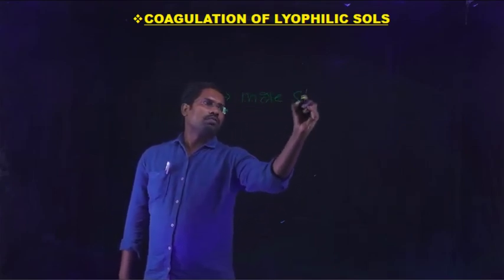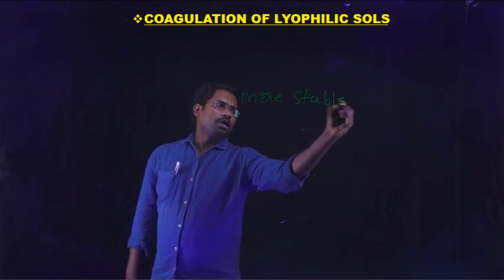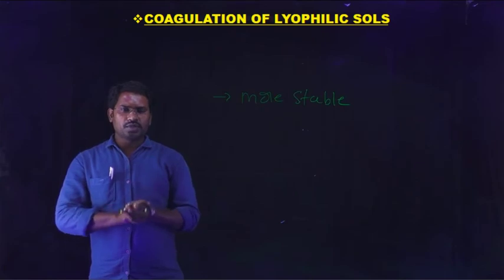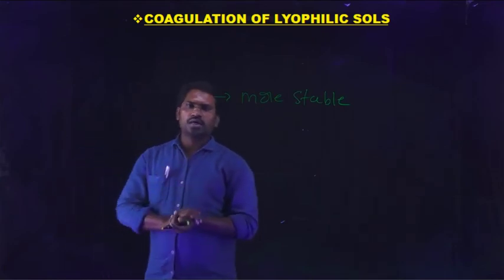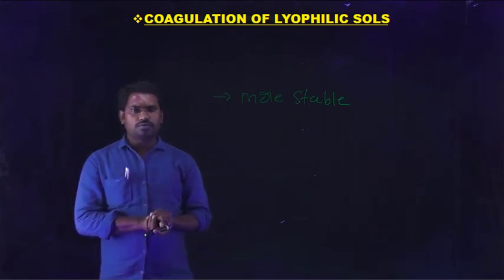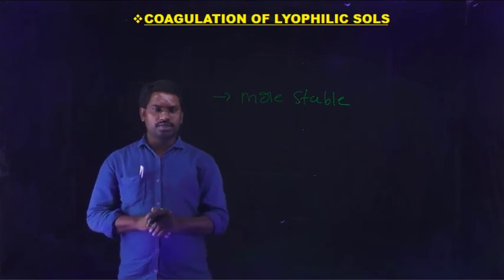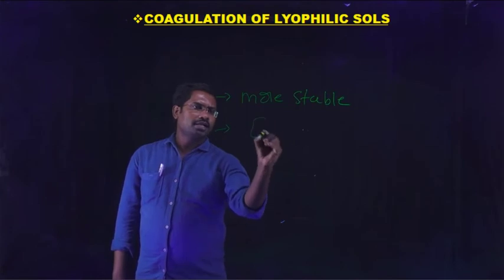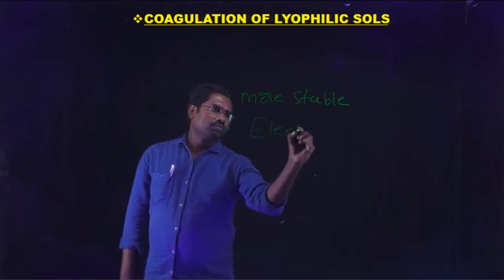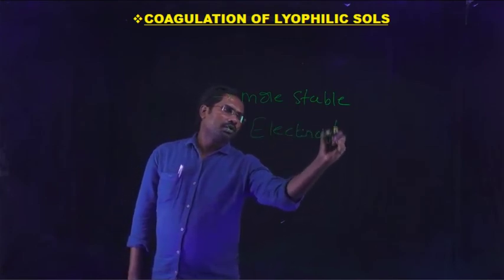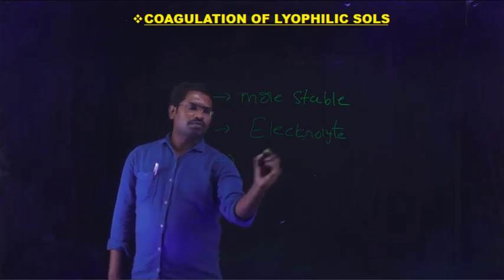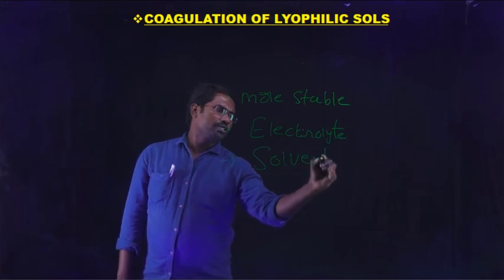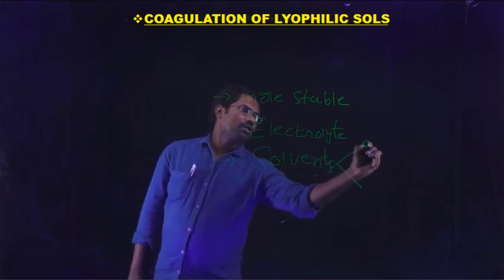Lyophilic soils are more stable compared with the lyophobic soils. But due to the greater stability of the lyophilic soils, how is coagulation involved in the process of more stable lyophilic soils? There are two possibilities. First one, adding an electrolyte, or addition of some solvents, like alcohol and ether.